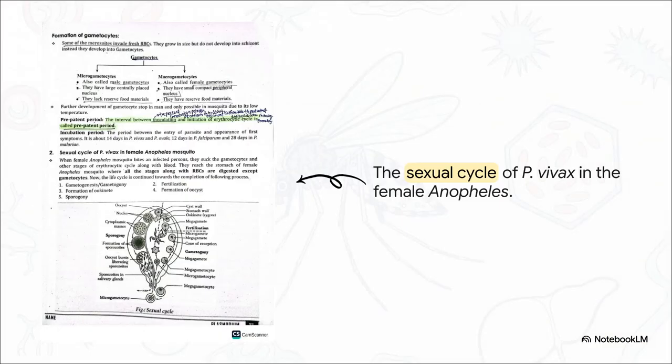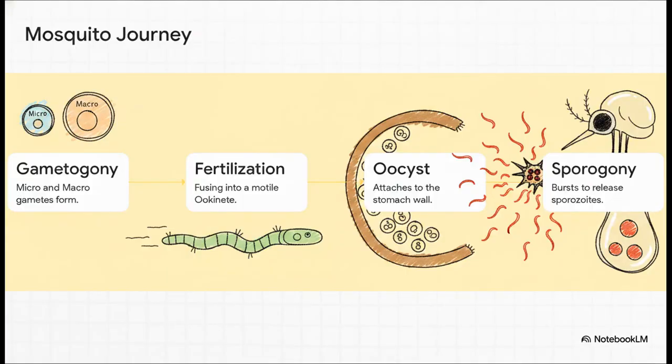When the mosquito bites, she sucks up these gametocytes. What unfolds next is an incredibly complex sexual cycle that happens directly inside the mosquito's stomach. Let's demystify some of this technical terminology. First, gametogamy occurs, which finalizes the male and female gametes. Then, fertilization happens. They fuse into a diploid zygote.